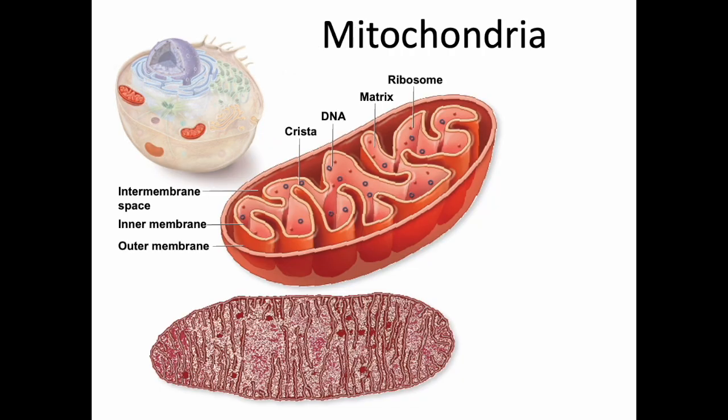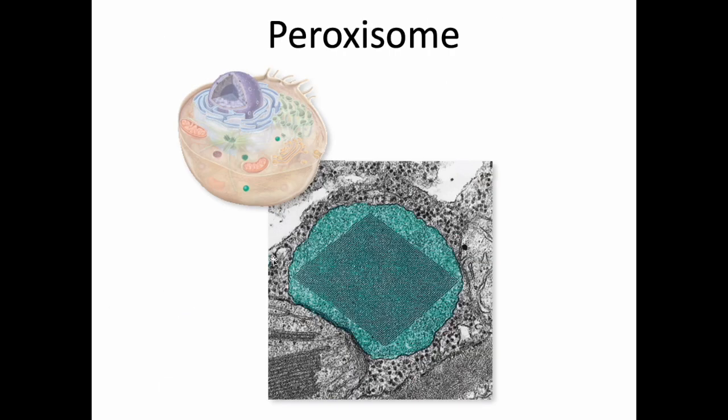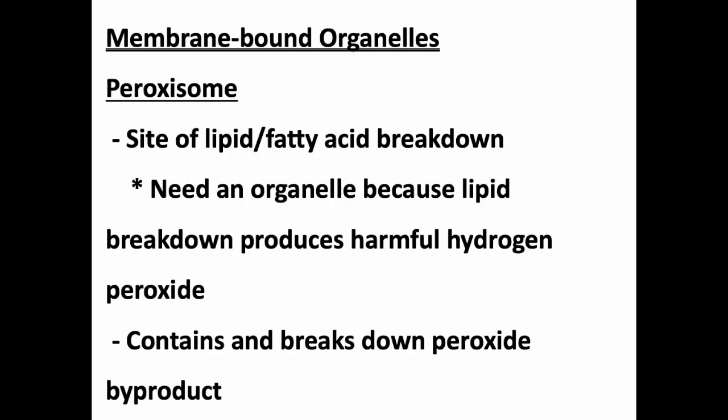Why can't we just do that in the cytoplasm? Why can't we do that in the mitochondria? Why do we need a specific organelle to break down lipids and fatty acids? Well, without getting into the biochemistry of it, it turns out that lipid breakdown, just the chemical reaction of breaking apart a lipid, produces a very harmful byproduct called hydrogen peroxide.